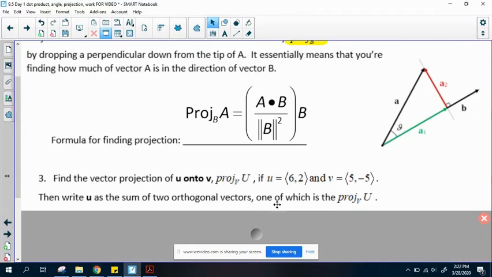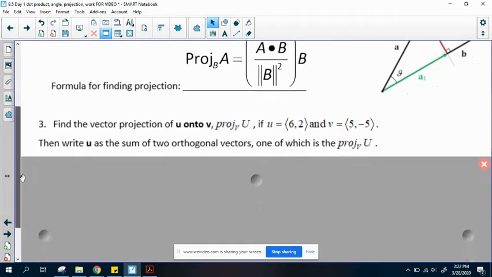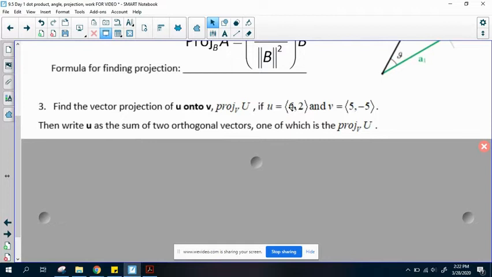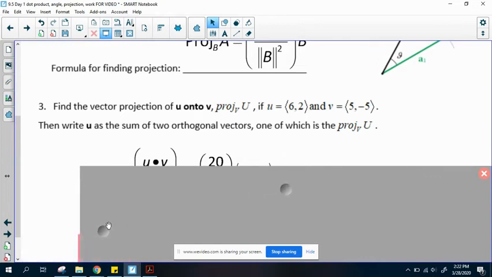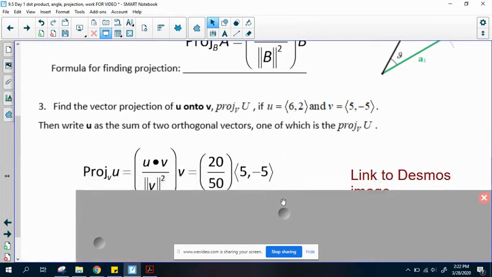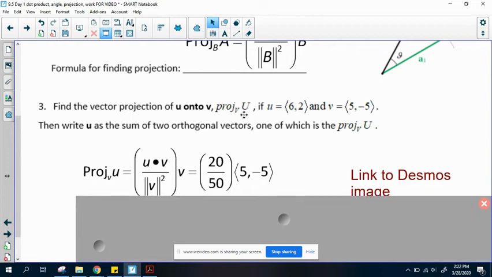Okay, so to do that, let's do some little math. First, I'm going to do A dot B, which should be easy. 6 times 5 is 30, plus 2 times negative 5, which is negative 10, so 20. Okay, and then I'm going to divide it by the magnitude of B squared. So 5 squared plus 5 squared, square rooted. So really you just don't need the square root part. So it's 50. So 20 over 50. And then I multiply that by vector B.